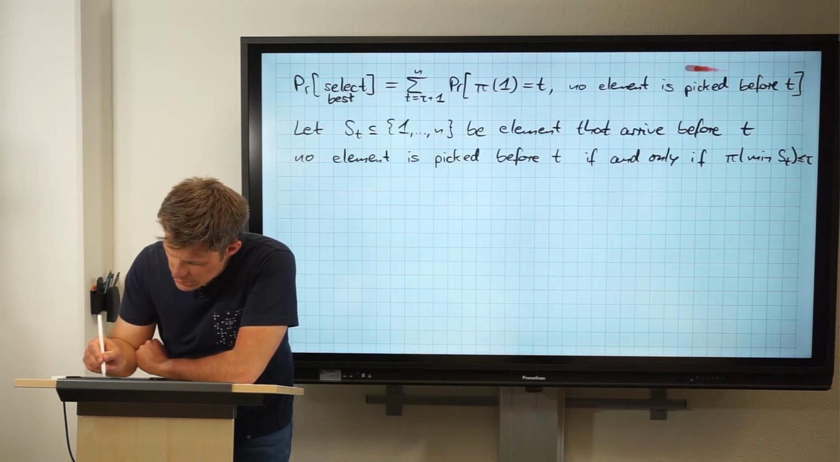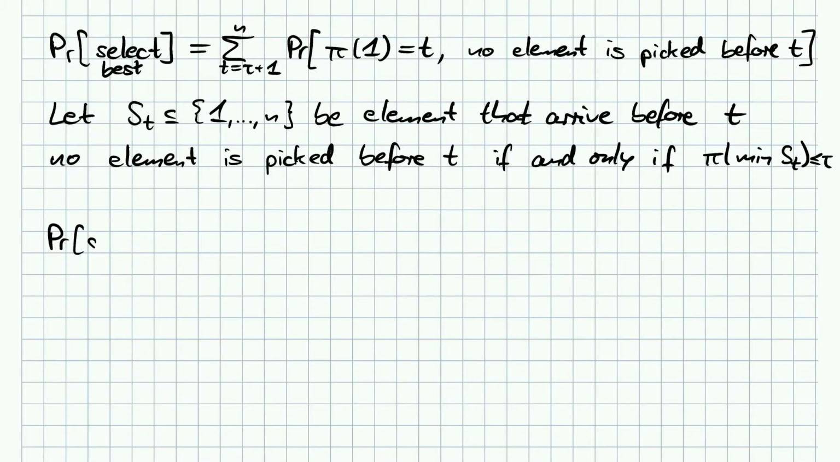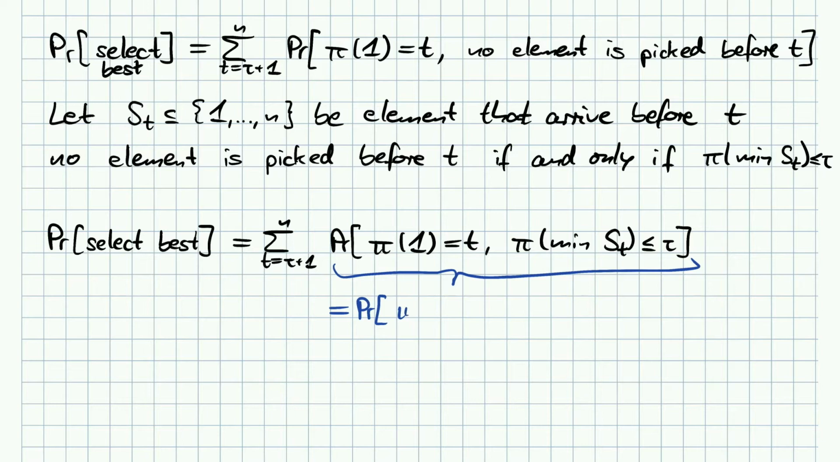Now, how can we understand this probability here? The probability of selecting the best is equal to, take the sum from tau plus 1 to n, and now what is the probability that pi of 1 is equal to t, and that pi of the minimum of the ST is at most tau, or how can we rewrite this? It is the probability that pi of 1 is equal to t times the probability that pi of the minimum of ST is at most tau, given that pi of 1 is equal to t.